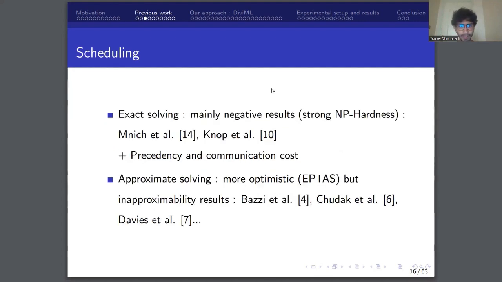But when looking at it from a theoretical perspective, the picture is pretty bleak. For exact solving, we are mainly faced with negative results, impossibility results, due to the strong invariantness of the problem.